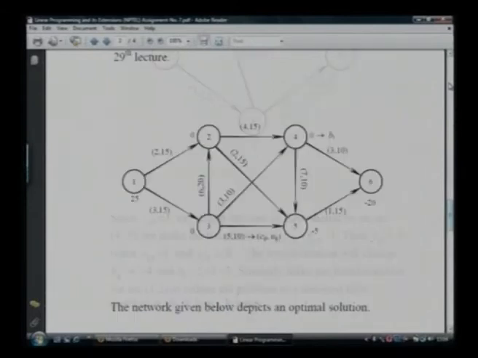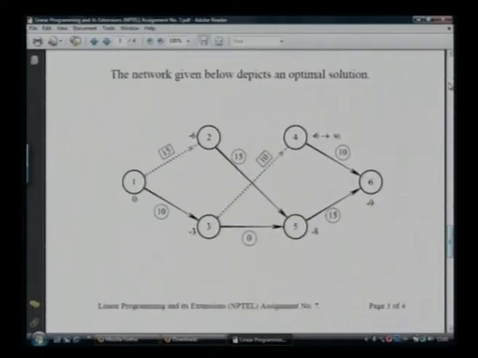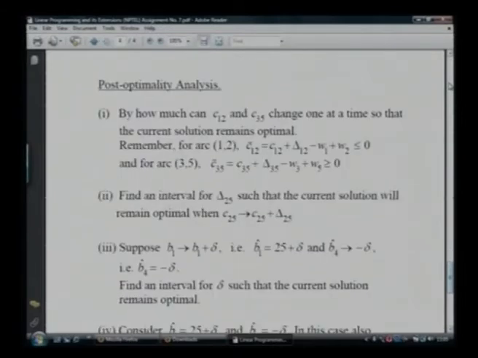Now, problem 3 showing you this min-cost flow problem, which I had worked out in the 29th lecture. Then the optimal solution I am showing you in the next network. Fine, and then I am asking you a few problems to look at, and this is sensitivity analysis or post optimality analysis. By how much can C12 and C35 change one at a time, so that the current solution remains optimal. With respect to this network, you are going to now answer these questions.